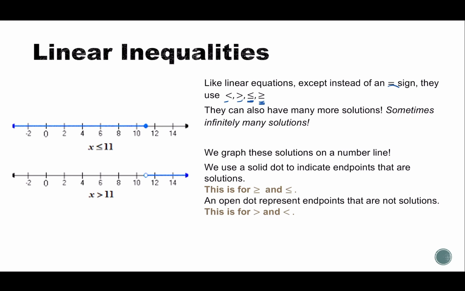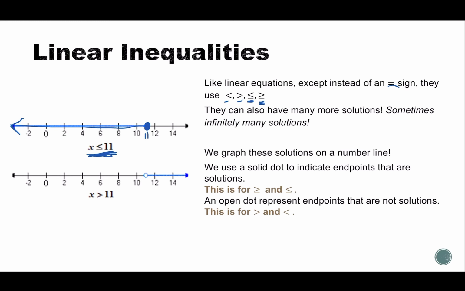We can use a solid dot to indicate that endpoints are solutions. So when I have x is less than or equal to 11, right, I have to take all the numbers less than 11, but I also have to take 11 itself, right, because it's less than or equal to. So that endpoint is part of our solution.